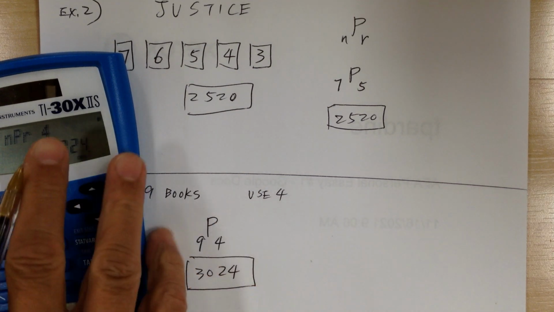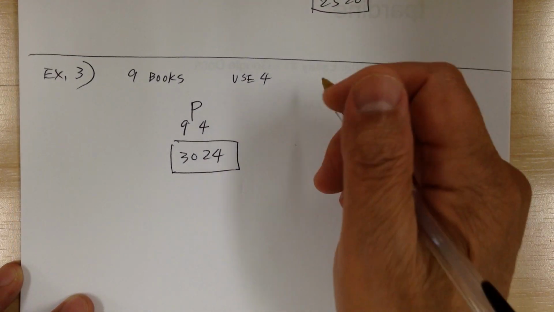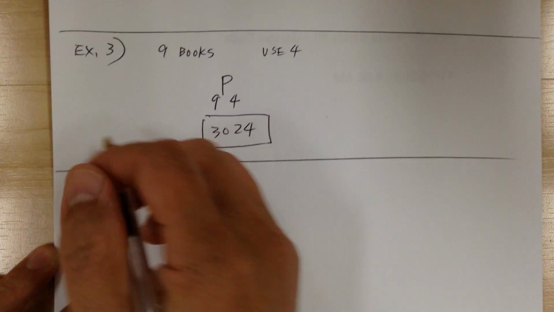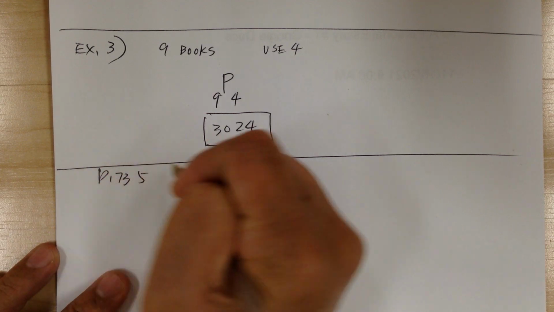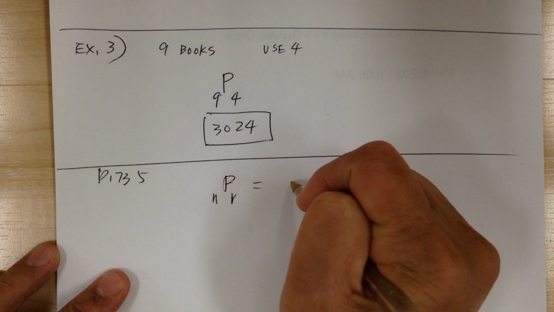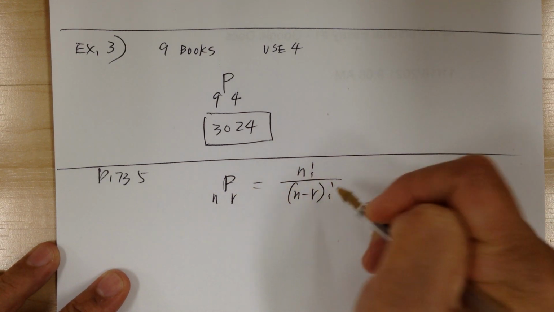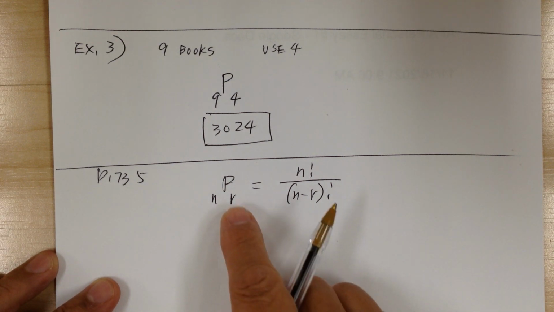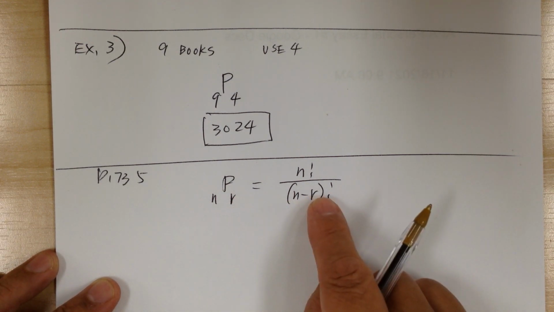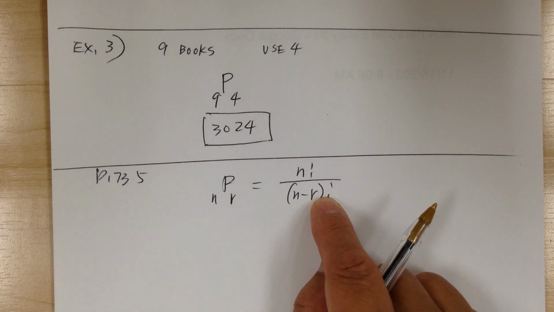Okay, and that's it. Now, if you don't have the function on the bottom of the page, page 735, it gives you the definition of nPr. So nPr is equal to n factorial over (n minus r) factorial. Okay? So if you don't have that function on your calculator, if you have to do things more manually, that's the formula. But anyway, it's a lot easier to just use the nPr function.